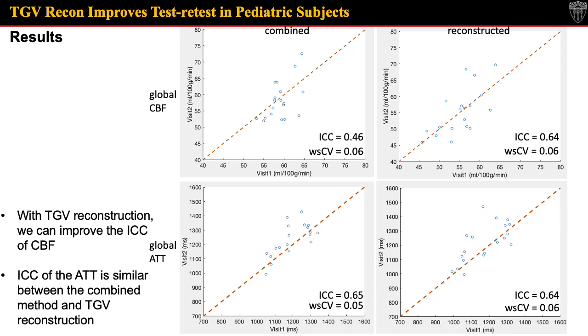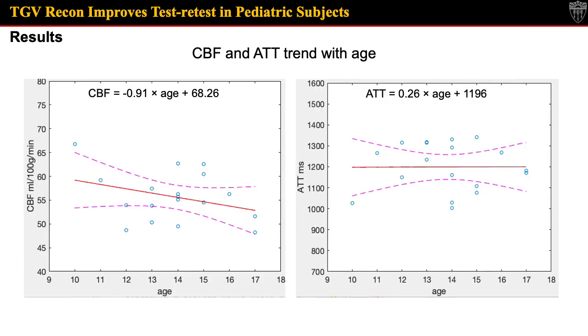This figure shows the scatter plots of the test-retest performance of global CBF and ATT for both methods. We can see that the TGV reconstruction improved the ICC from 0.46 to 0.65 for the global CBF, while ICC for the ATT was comparable for both methods. We also did a regression study to see the trend of CBF and ATT with age. We found that CBF decreased with age in this young age group, while the ATT does not significantly change with age, which is consistent with previous studies.